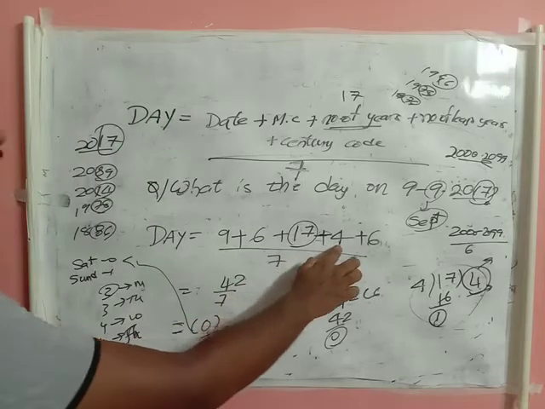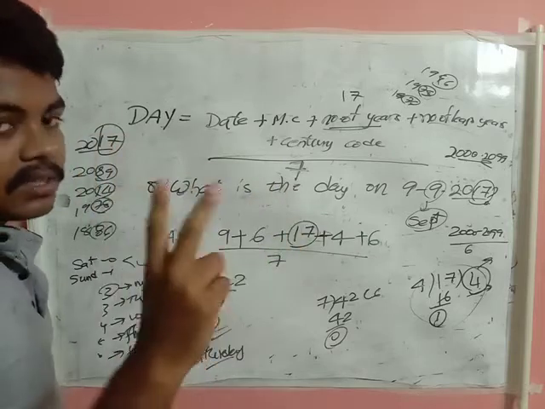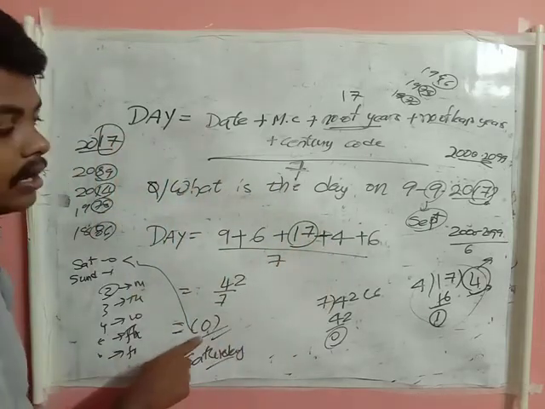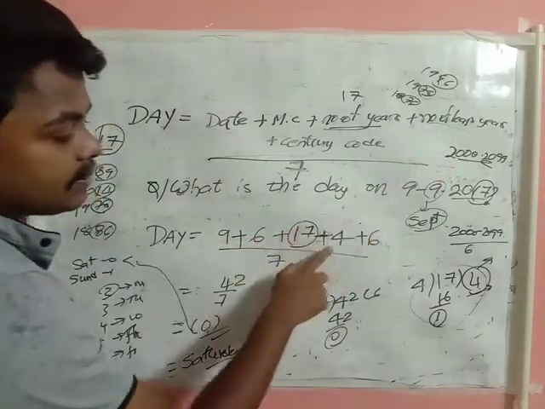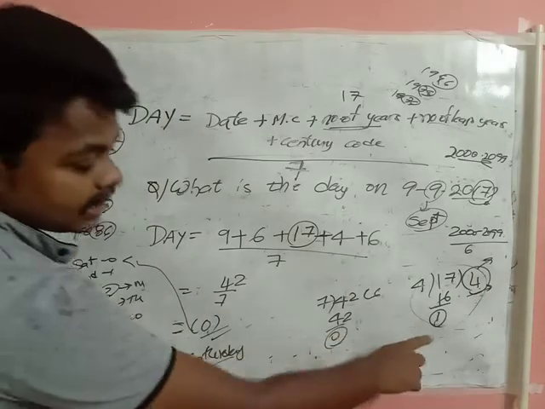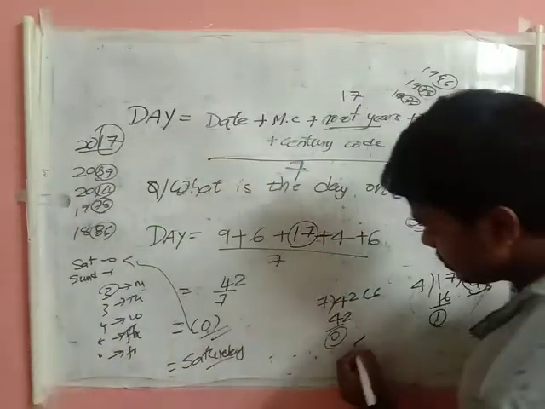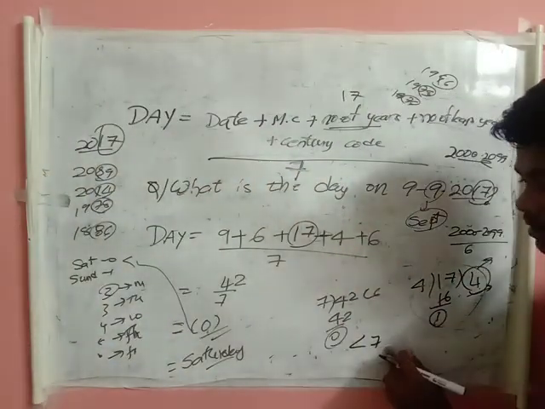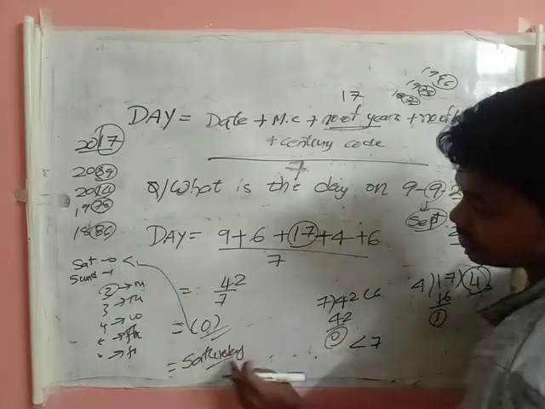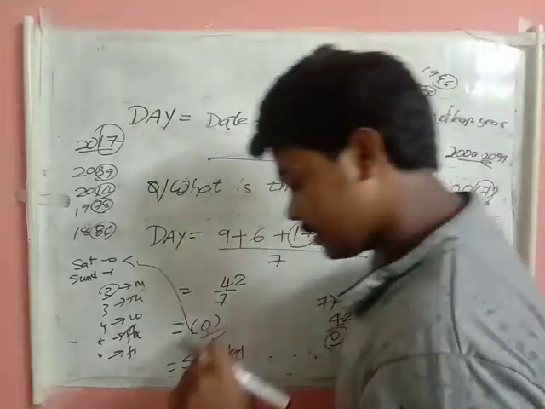You'll be getting confusion at two places, whether to take the quotient here or the remainder here. Always in the case of the number of leap years, you should take this value, that is the quotient. In the case of the answer, you take the remainder. It always comes less than 7, because we are dividing by 7. So the code 0 is Saturday. You can check in the calendar whether 9th September 2017 is Saturday or not.